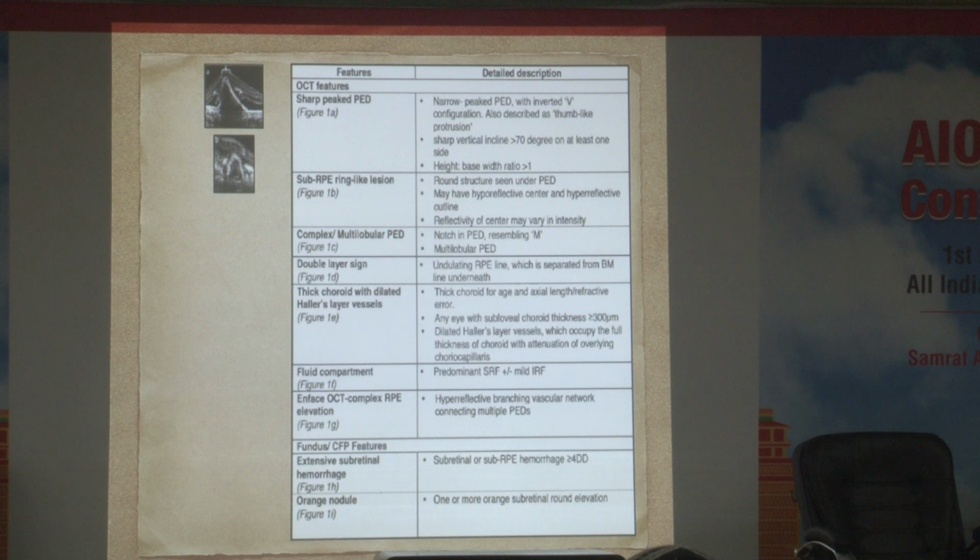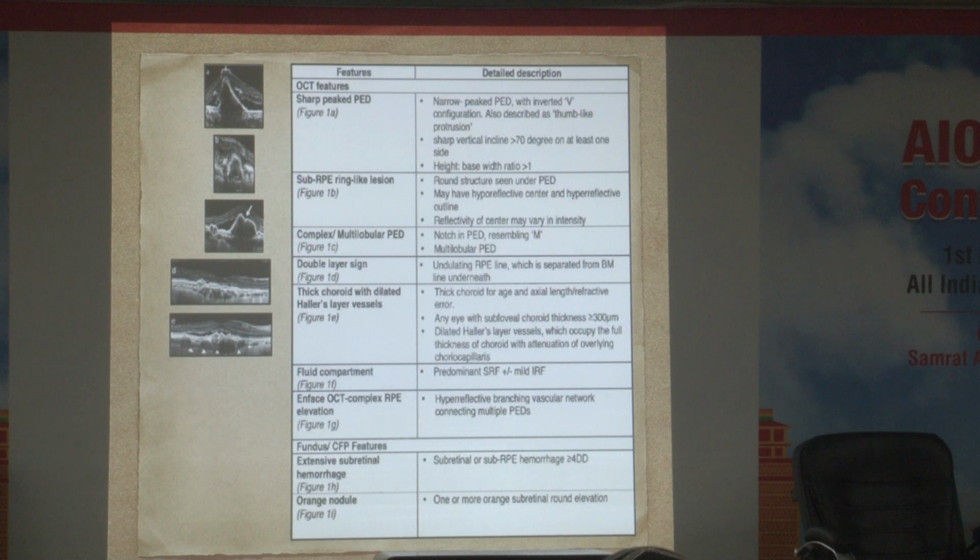Sub-RPE ring-like lesion, in which a round structure is seen under the PED and it may have a hyporeflective center and hyperreflective outline. Complex or multilobular PED, in which there is a notch in the PED resembling an M. Double layer sign, thick choroid with dilated Haller layer vessels, presence of a fluid compartment which is predominantly SRF with or without mild IRF, and en-face OCT features including complex RPE elevation, in which a hyperreflective branching vascular network connecting multiple PEDs is seen.